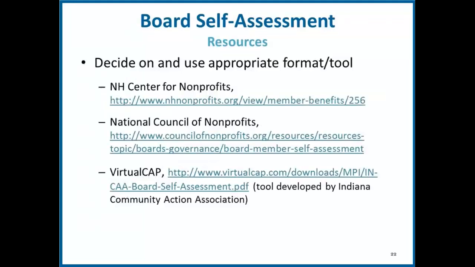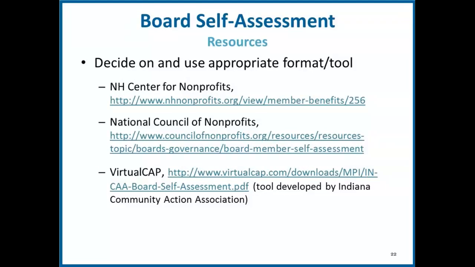So different resources on board self-assessment, you want to decide on and use an appropriate tool or format. And this is something that would be good to discuss to get the whole board on board, to make sure that you are talking about the tools, agreeing on a tool, because otherwise if you're starting out with the tool itself being in disagreement, you're not likely going to get the full board on board.